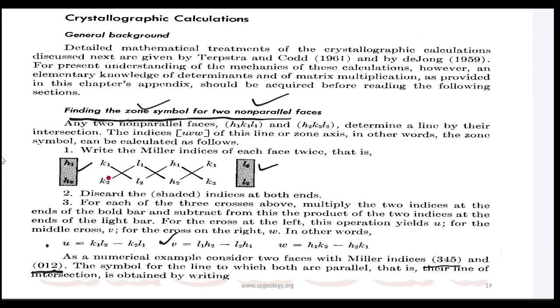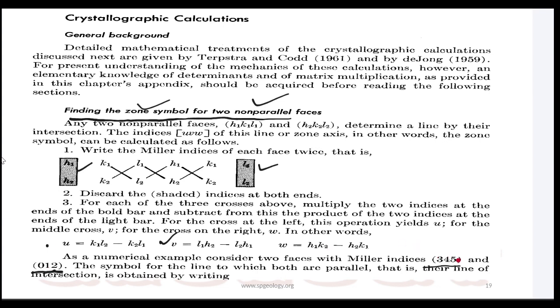Then do cross multiplication. K1 L2 minus K2 L1 will give one index, that is U. L1 H2 minus L2 H1 will give another index, that is V. H1 K2 minus H2 K1 will give another index, that is W. So UVW is the zone axis, that's why it is represented by square brackets.